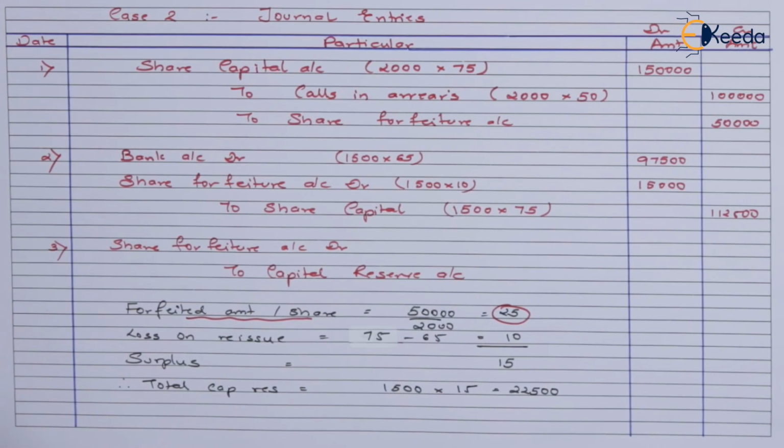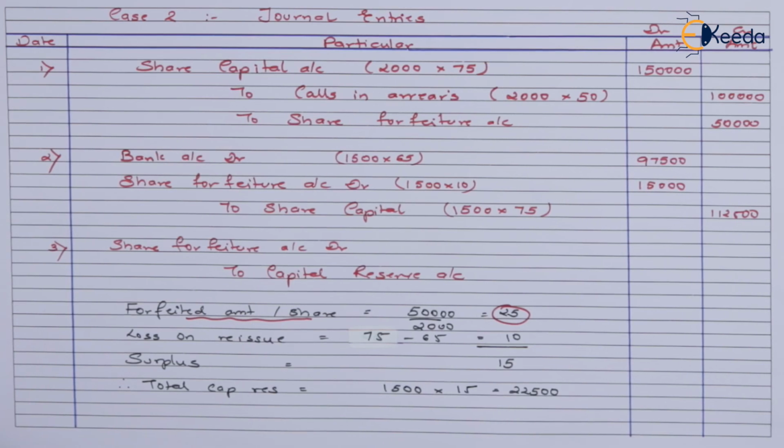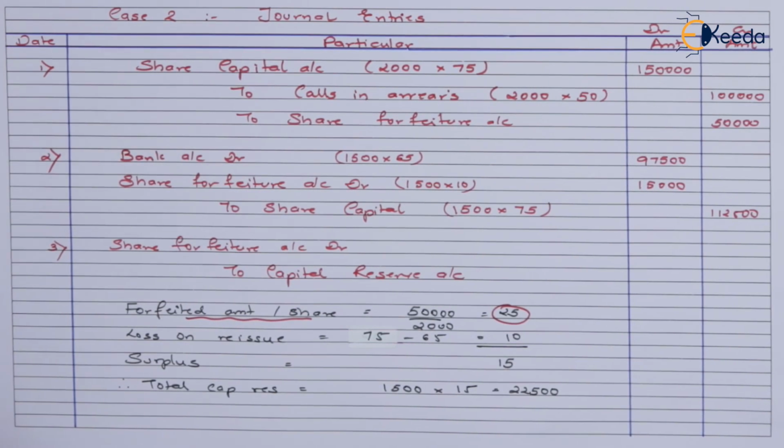So the difference between both of them, that means the forfeited balance per share and the per share loss, is 15 rupees. So that multiplied by the reissued shares, that means 1500 multiplied by 15, will give you a balance of 22,500. Only that much balance will be transferred to capital reserve. The reason is that we are not transferring for the complete 2000 shares. The balance 500 shares also have their own part, and that has to be excluded because it is not being utilized right now. Hence, only the balance related to 1500 shares will be transferred, and that will be 22,500 here.